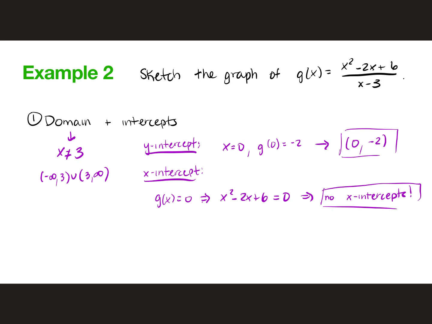For x-intercepts, that's when we set y equal to 0. So we set y equal to g of x equal to 0. This function is equal to 0 when the numerator is equal to 0, x squared minus 2x plus 6. You could try to factor this, and it probably won't work out because when you use the quadratic formula, you see that there are no real roots for this quadratic function. And so there are no x-intercepts. There are no values of x that make the function g of x equal to 0.